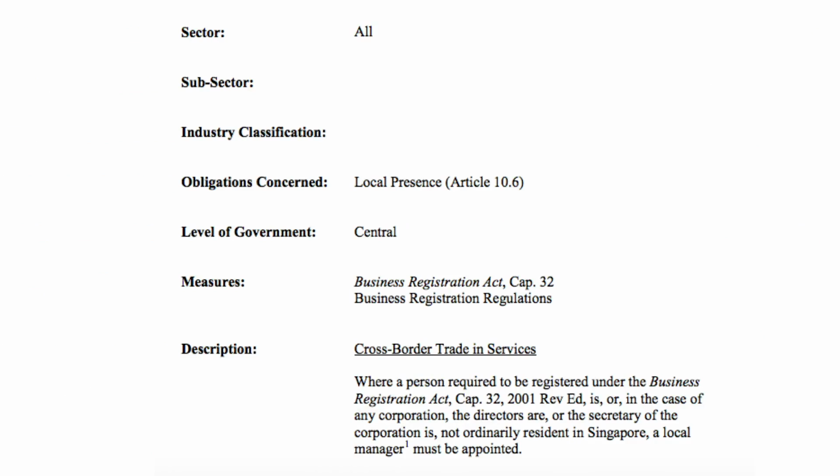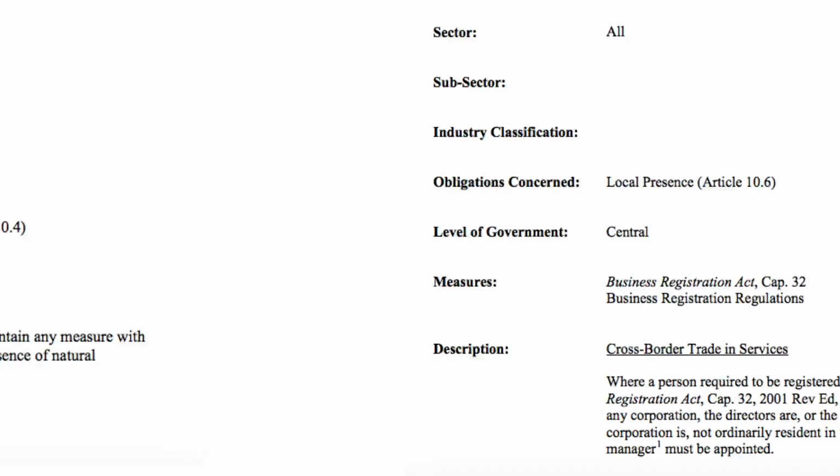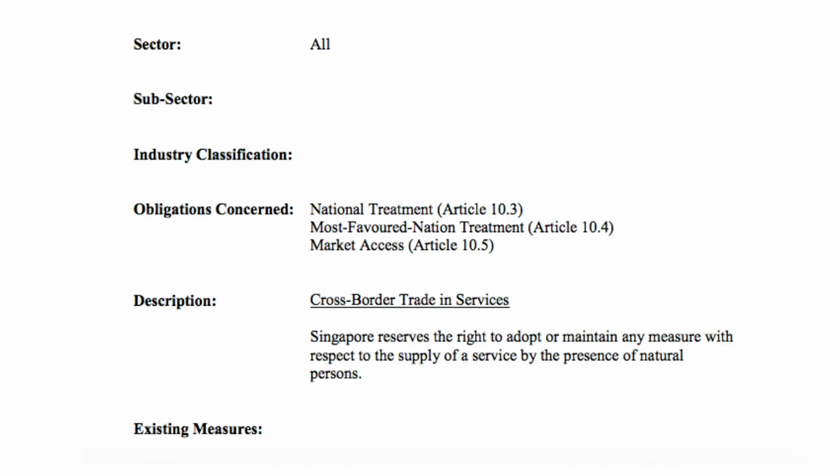We will now look at another example, still looking at the Singapore Annex. The following reservations would be relevant to an Australian law firm looking to establish an office in Singapore. The firm should look at both Annex 1, existing measures, and Annex 2, possible future measures. Singapore's Annex 1, existing non-conforming measures, contains a reservation that applies to all sectors requiring the appointment of a local manager. Annex 1 does not have any further reservations specific to legal services.